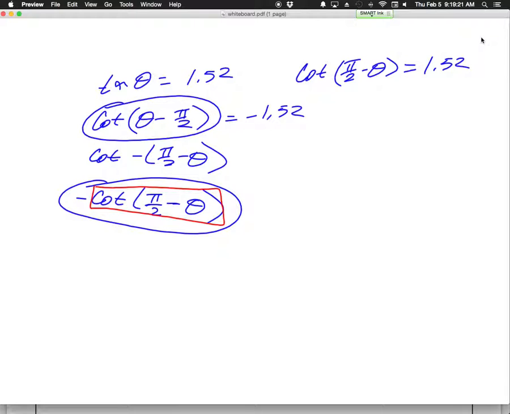On co-functions, when are co-functions equal? When they are complementary. When their angles are complementary. So if I know cosine of 25, that means I also know sine of 65. So cosine of 25 and sine of 65 are the same thing. That's what's going on with co-functions.